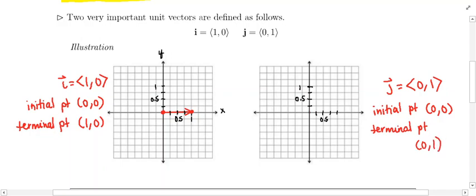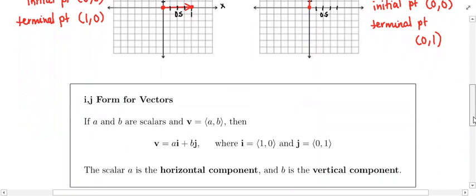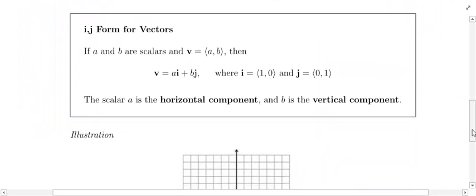So it's going to start here at the origin. It's going to go up to the point (0, 1). Connect the dots. This vector is going to look like this. This is what the vector j looks like. It is lying along the positive y-axis. So those are two important unit vectors you need to know.